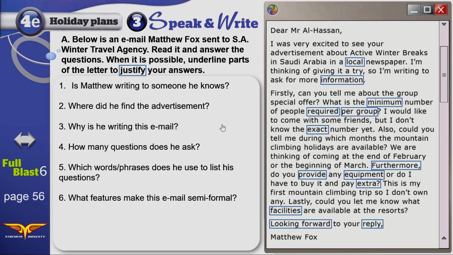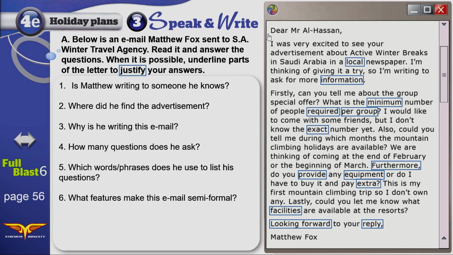Now, somebody named Matthew Fox wrote this letter to Mr. Al-Hassan. This man works in this travel agency. Now, we will read and understand, and then we will answer the questions and we will try to justify, give reasons why we chose this and this as an answer.